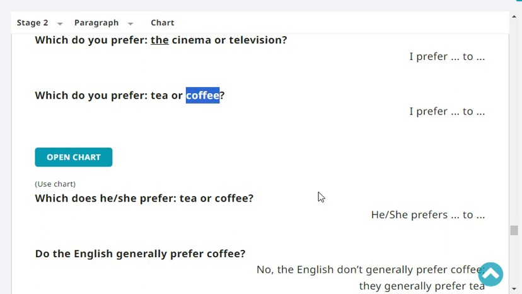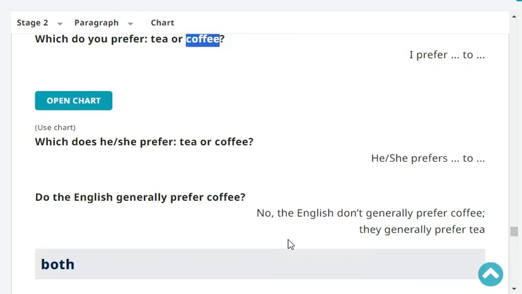Which does she prefer, tea or coffee? She prefers tea to coffee. Very good. Do the English generally prefer coffee? When we say English, the people in England, okay? No, the English don't generally prefer coffee. They generally prefer tea. Very good. So that's why there's a popular English tea.